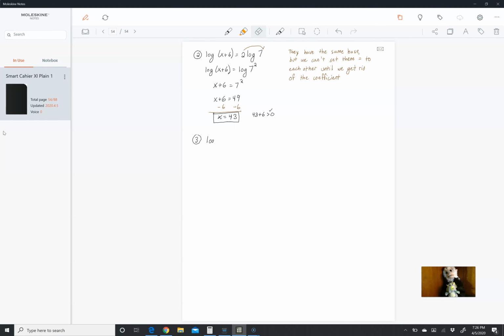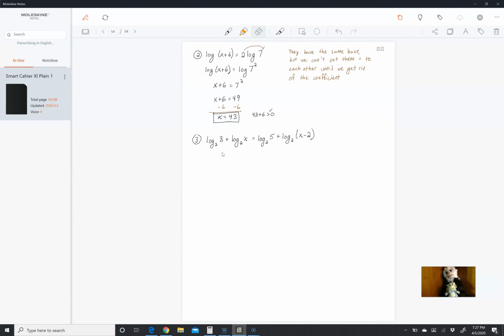Let's say that we have log base 2 of 3 plus log base 2 of x equals log base 2 of 5 plus log base 2 of x minus 2. Now what's different is that we have multiple logs on each side, and when we have multiple logs on each side, we can't set anything equal to each other. We can only set equal to each other when we have one log on each side. So we have to condense these.